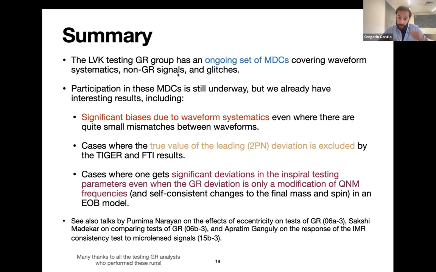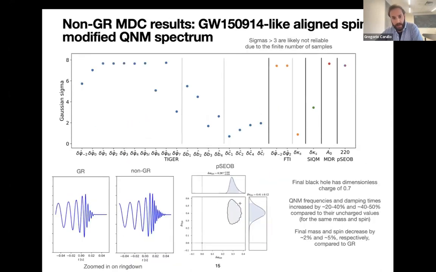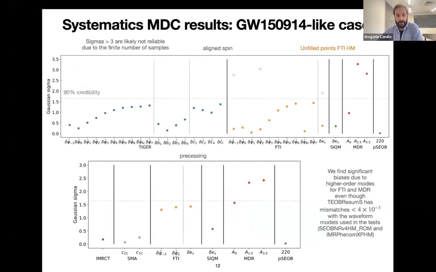So maybe I'm naive, but this result about the disagreement between TOB and the models used to recovery, so SOB and IMR phenom, they look pretty puzzling given the low mismatch. So do you have an idea what's happening? Maybe they have a different set of higher modes content.